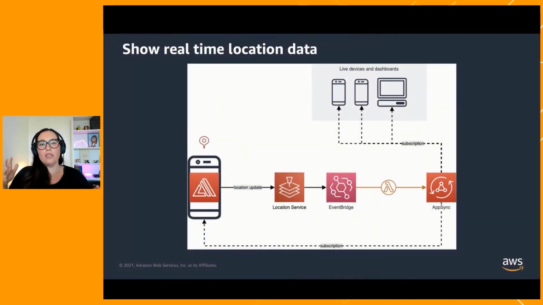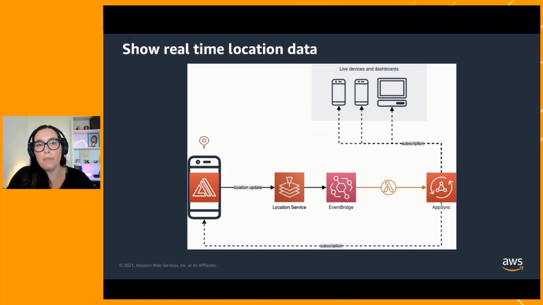Now let's show this information to others. Imagine I have a lot of friends and we are all logged in and we can share this information, but I will only show it with myself because I don't have any friends. So what we are going to do is exactly the same. We have the Location Service sending a message to EventBridge every time someone enters or exits the geofence.